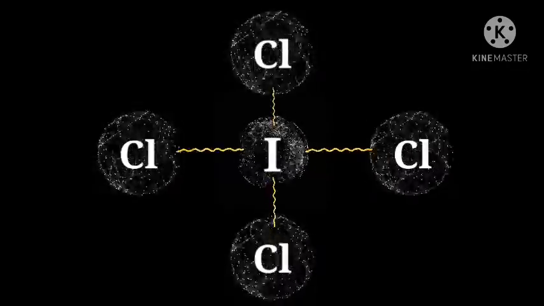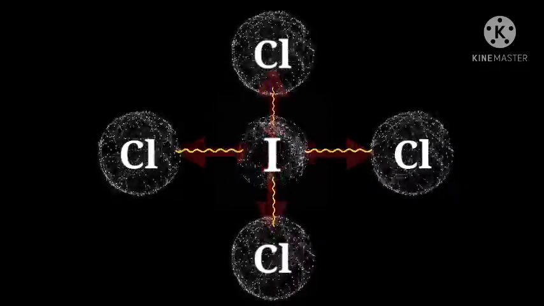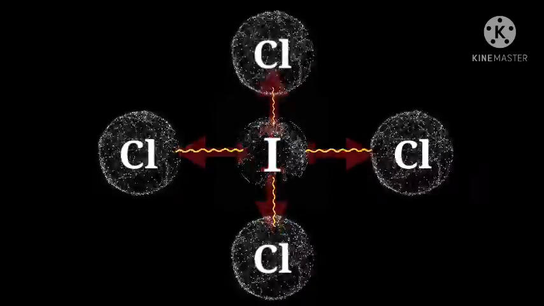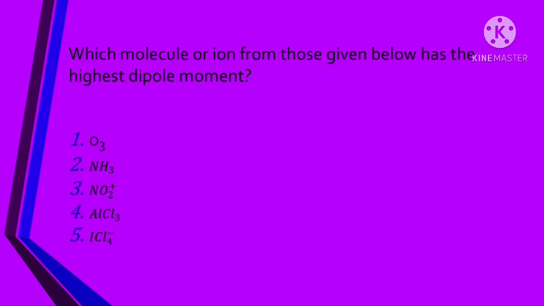ICl4- forms a square planar shape. It is very symmetrical, therefore it has no net dipole moment, so it is not polar. So basically we have two polar molecules here, those are O3 and NH3. Basically NH3 is more polar compared to O3, so therefore the answer is NH3.